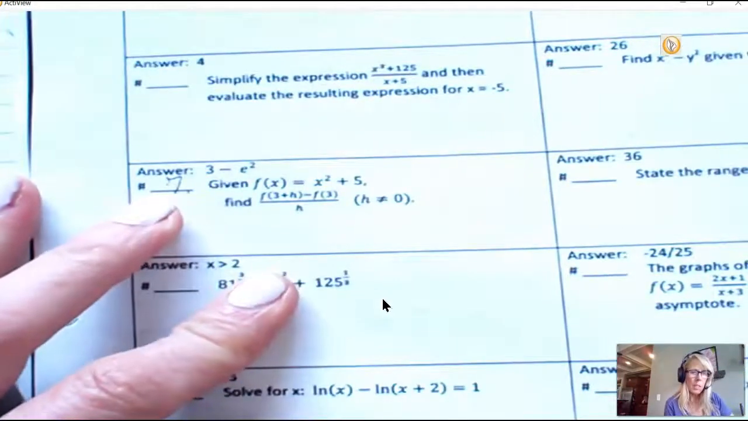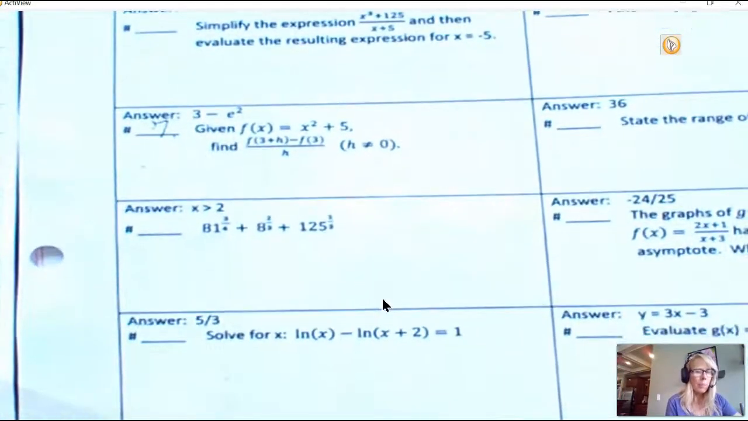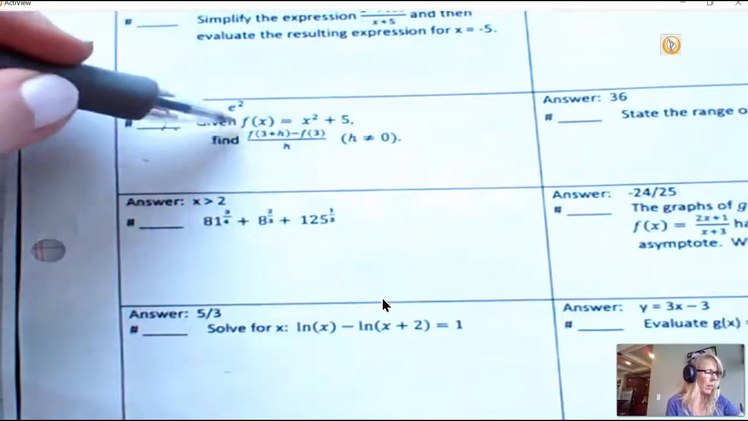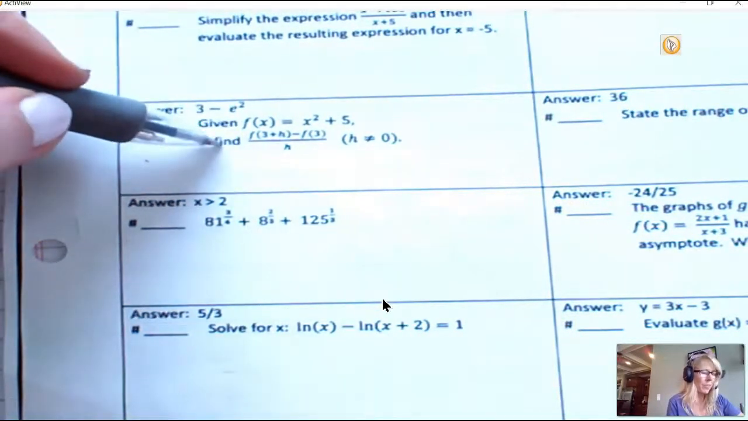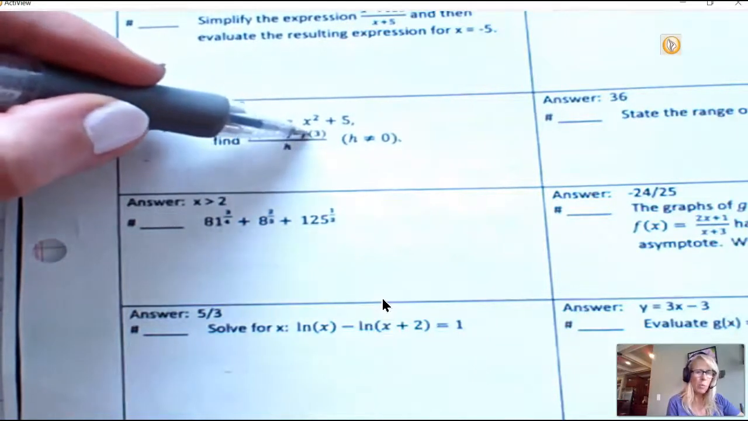All right, so now let's look at this particular problem. Oops, you can't see that very well. I apologize. There we go. We'll look at this one now. In this particular problem, again, we are given a function, and we're asked to find f of 3 plus h and f of 3 over h.